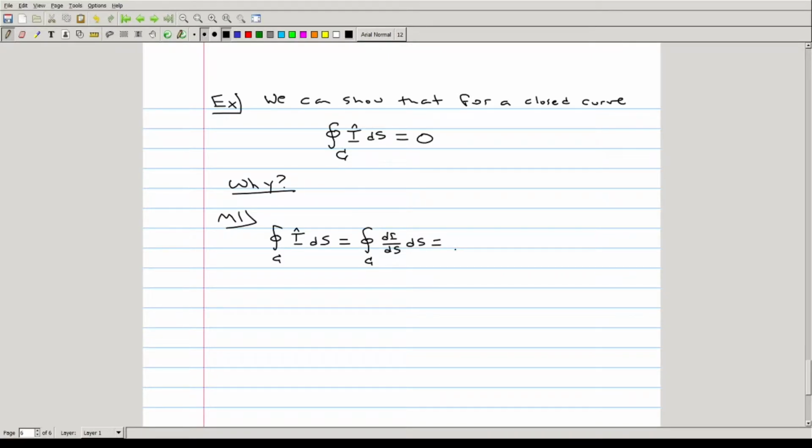So this is the same thing then as the line integral of dr, which is the same thing as the line integral over C. Dr is i hat dx plus j hat dy.